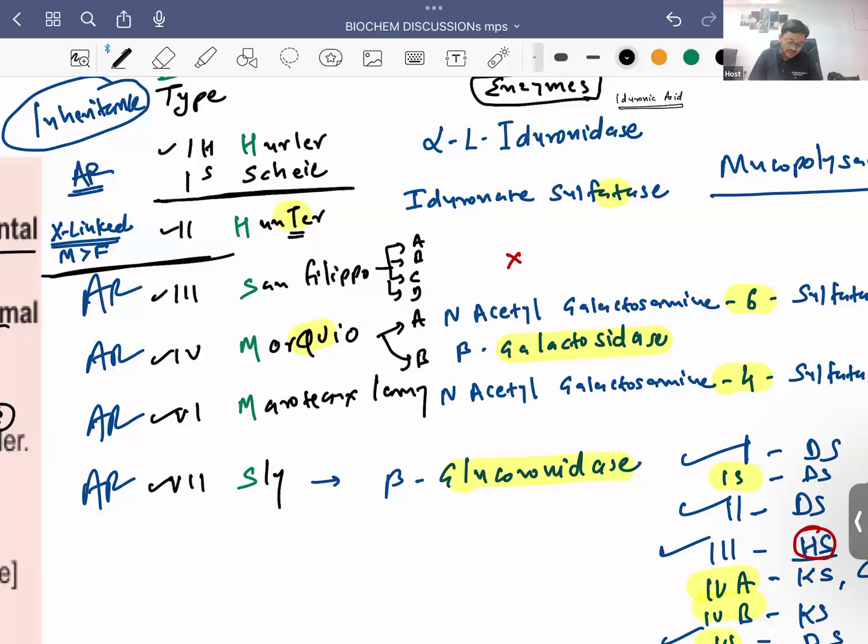In mucopolysaccharidosis there are multiple subtypes: 1H and 1S, type 3 A, B, C, D, and type 4 A and B. Type 3 and type 4 are divided into multiple types based on the same group of symptoms but caused by different enzymes. Type 1H and 1S are the same enzyme, but depend on how much effect it causes. If it is totally absent, it is Hurler syndrome. If it is somewhat present in lesser quantity, showing milder effects, it is Scheie disease.